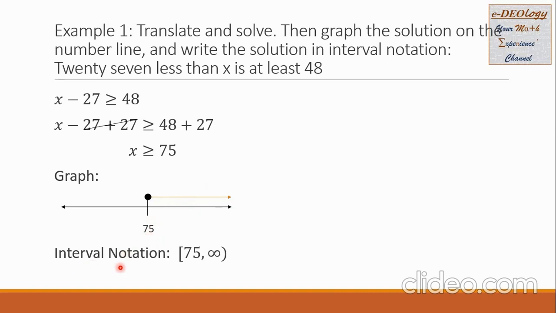For the interval notation, we will put the solution set. Our lowest number is 75. All the numbers greater than 75 are represented by infinity. For the 75, we use this square bracket to denote that 75 is part of the solution because of that symbol greater than or equal to. And the parentheses for the infinity, because as a rule we put parentheses if there is infinity involved. So this is our final answer.